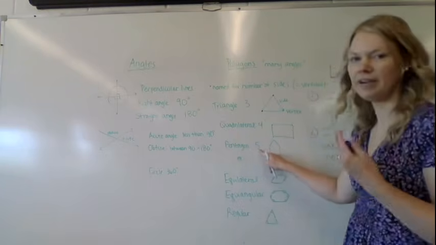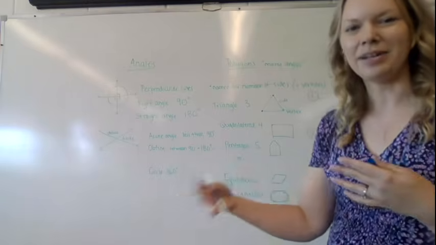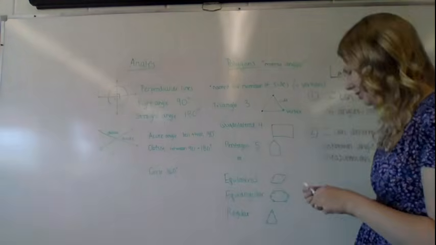A pentagon has 5 sides and 5 vertices, etc. We'd have a hexagon with 6, a septagon with 7, an octagon with 8, and so forth.